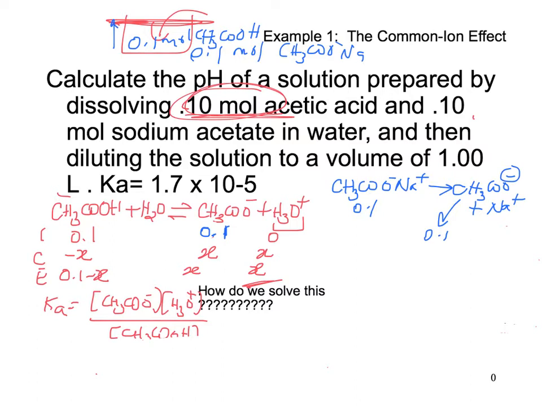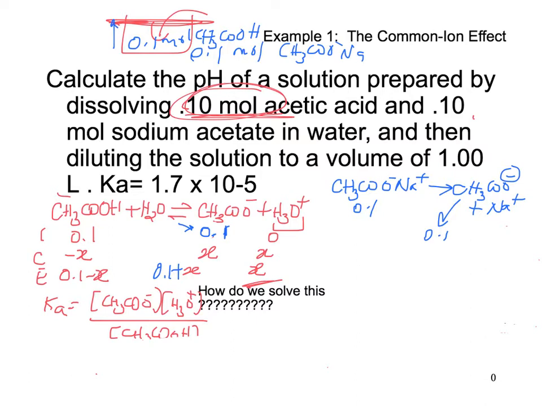Molecules, realize, do not have eyes. They don't know what the source is going to be. All we are saying is that initially there is some acetate that is present in the system. And so hopefully you can see that while change is going to be exactly the same, equilibrium value will look like 0.1 plus x for the case of acetate.